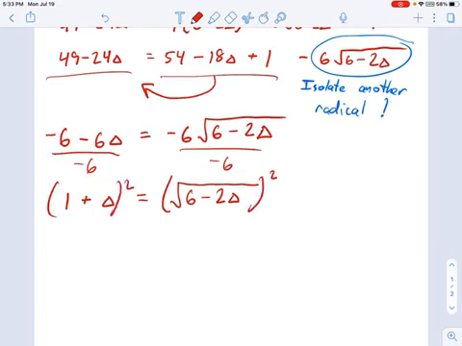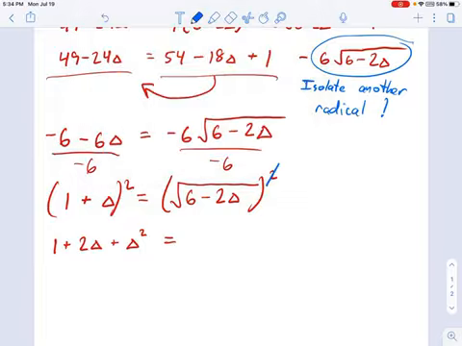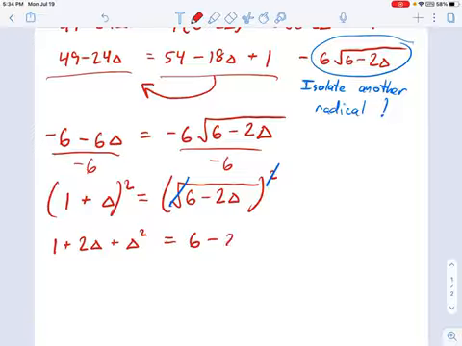Okay, like this. So 1 plus delta squared is going to be 1 plus 2 delta plus delta squared. Remember, this is foiling. And on the other side, that square in the exponent cancels out the radical sign. So what we get is 6 minus 2 delta. And now it's a quadratic equation. All the radicals are gone.